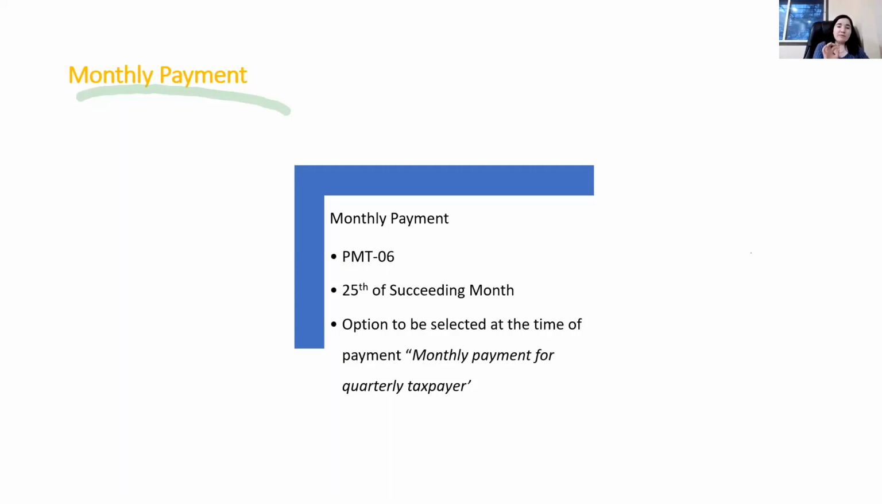Third, and very critical, please keep in mind, whenever paying the liability, please select the option monthly payment for quarterly taxpayer. There is a tab while paying. Please select in that tab that you are paying under this scheme. That means monthly payment for quarterly taxpayer. Only then will the payment get credited to this scheme. So please select that tab.